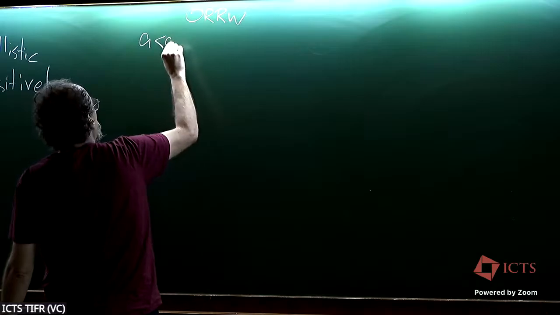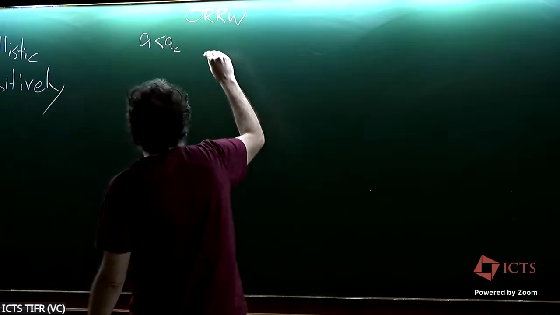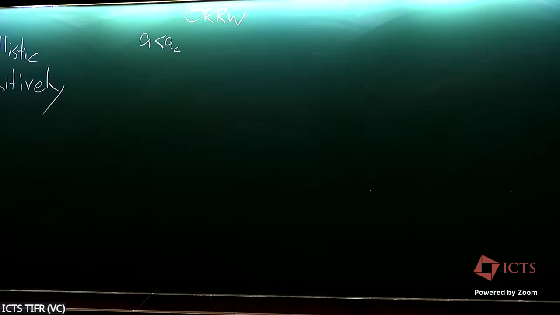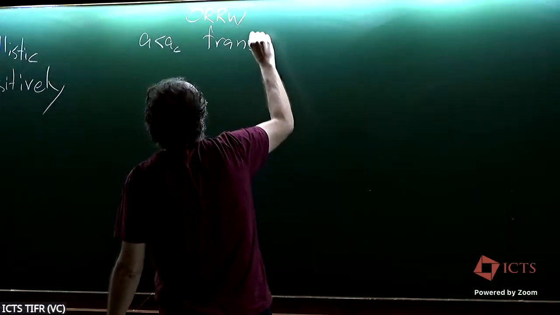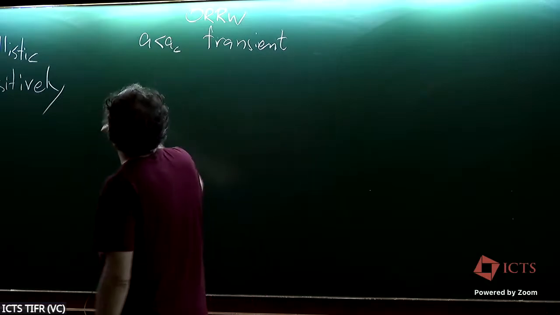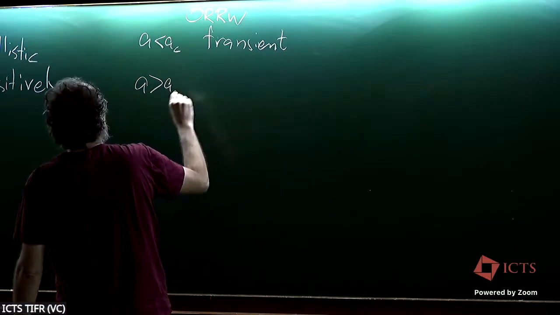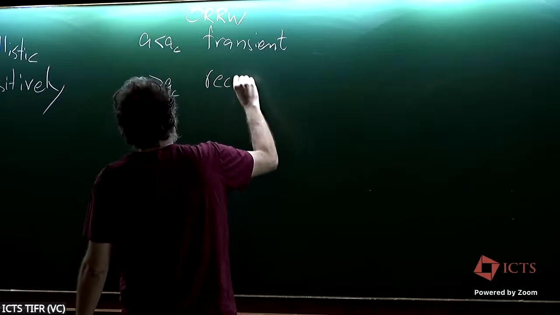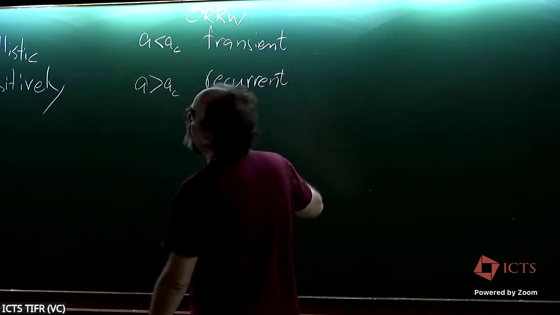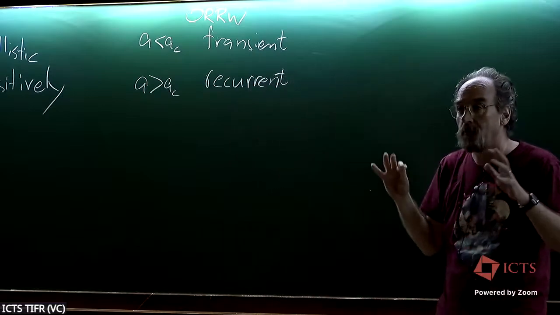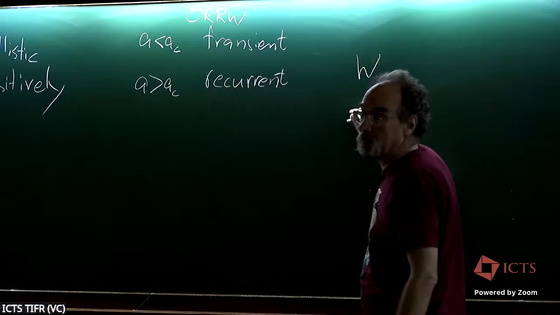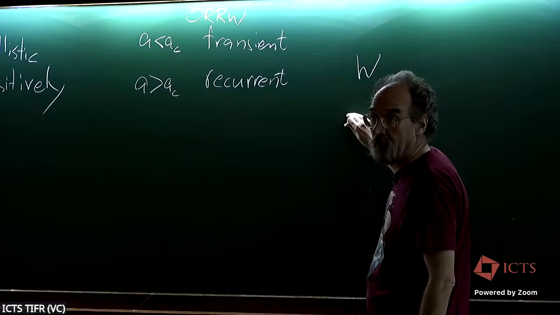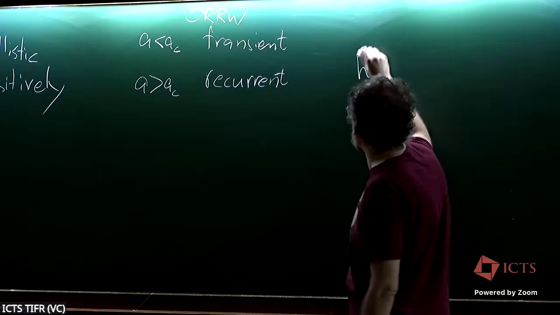So A smaller than A_c, you again, okay, d bigger than 3, you are again transient, but of course not ballistic. That's easy to prove that it's not true. While for A bigger than A_c, you are recurrent, but not positively recurrent. You return to your starting point after infinite expected time. Okay, and in fact, W will always be used to denote the process. So W is the process.